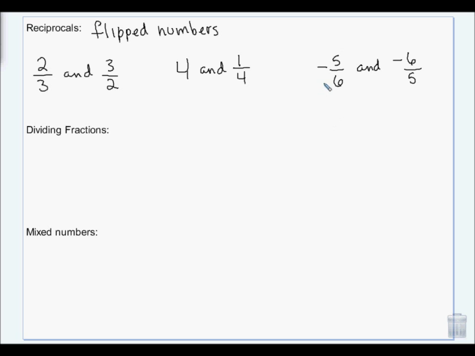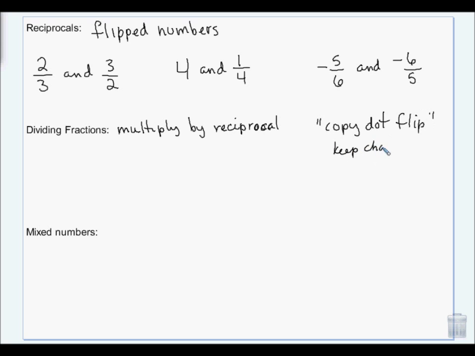Okay. So now, this is important because when we divide fractions, you actually multiply by the reciprocal. And I have heard keep change flip, KCF instead of KFC, it's KCF, keep change flip. I didn't learn it that way. What I learned was copy dot flip, but you can also use keep change flip.